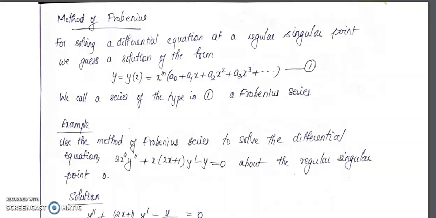Good morning all. In today's class we will look at how to solve a second order differential equation about a regular singular point. So you have an equation of the form y double dash plus p of x y dash plus q of x y equal to 0, where the functions p and q have singular points, and those singular points are regular singular points. We will look at how to find the solution in this case.